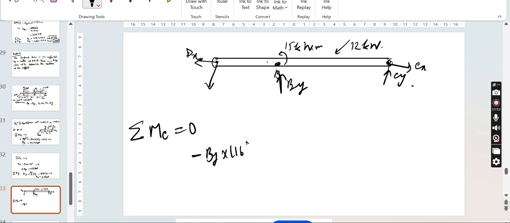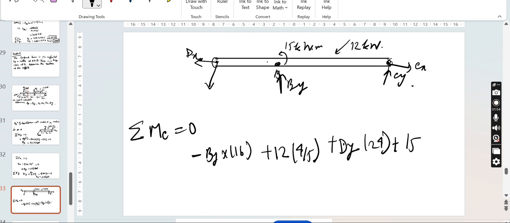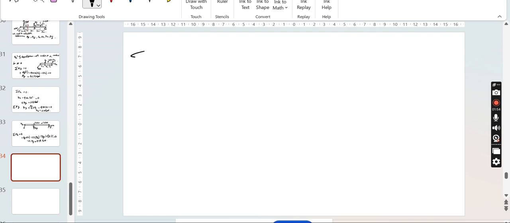This is By into 6 plus 12 into cos theta, 4 by 5, plus 1 point plus Dy into 2.4 plus 15 equal to 0. So By is 8.54 kilonewton. Now we need to move to force balance equation in x direction, which will be equal to 0, plus Cx minus Dx minus 12 cos theta.